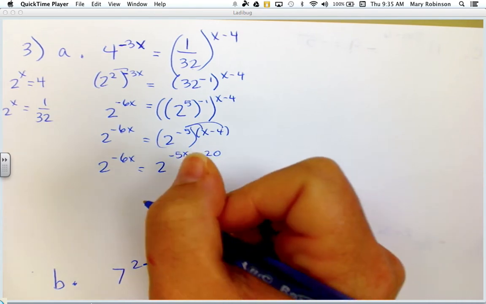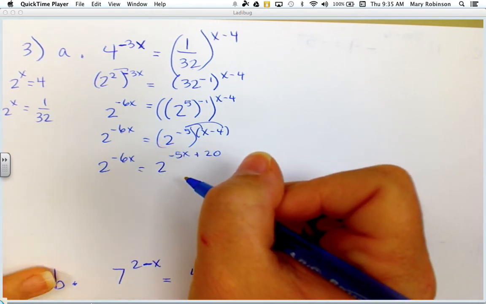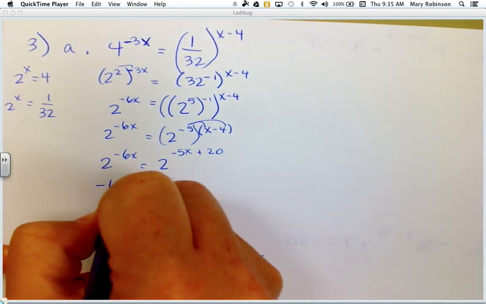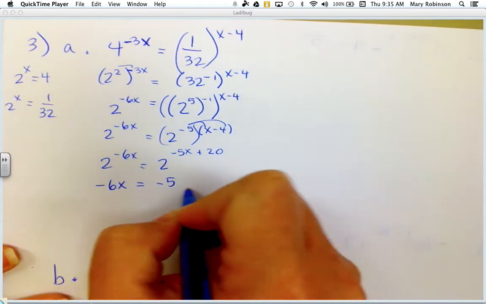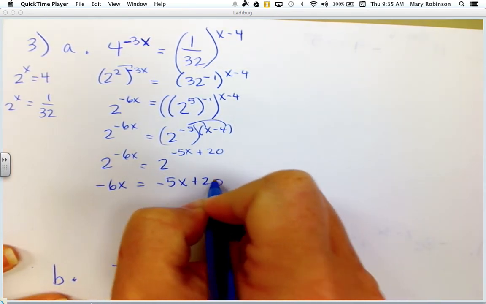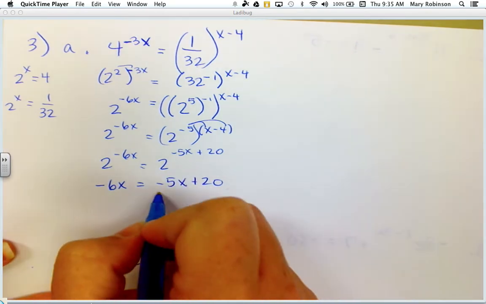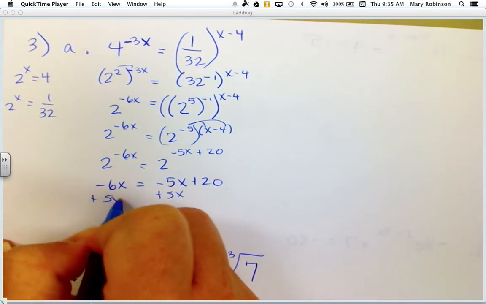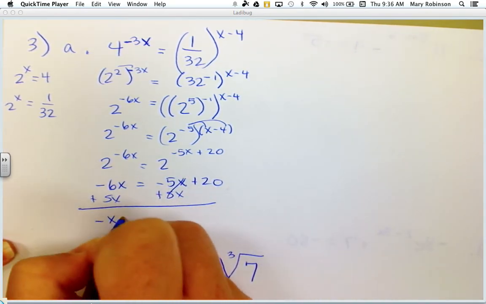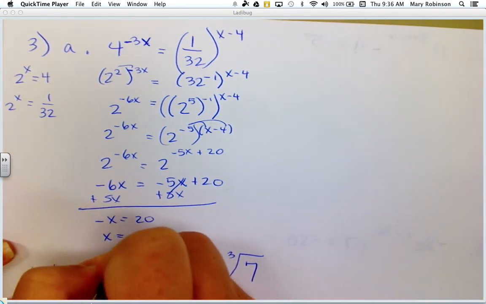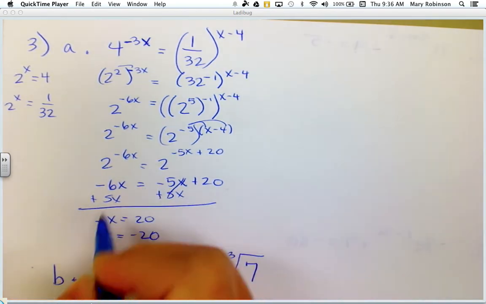At this point, because our bases are alike, we know that the exponents must equal each other, so we aren't canceling anything out. We're just setting the exponents equal to one another and solving. So if we add 5x to both sides, we get negative x equals 20, so x equals negative 20.